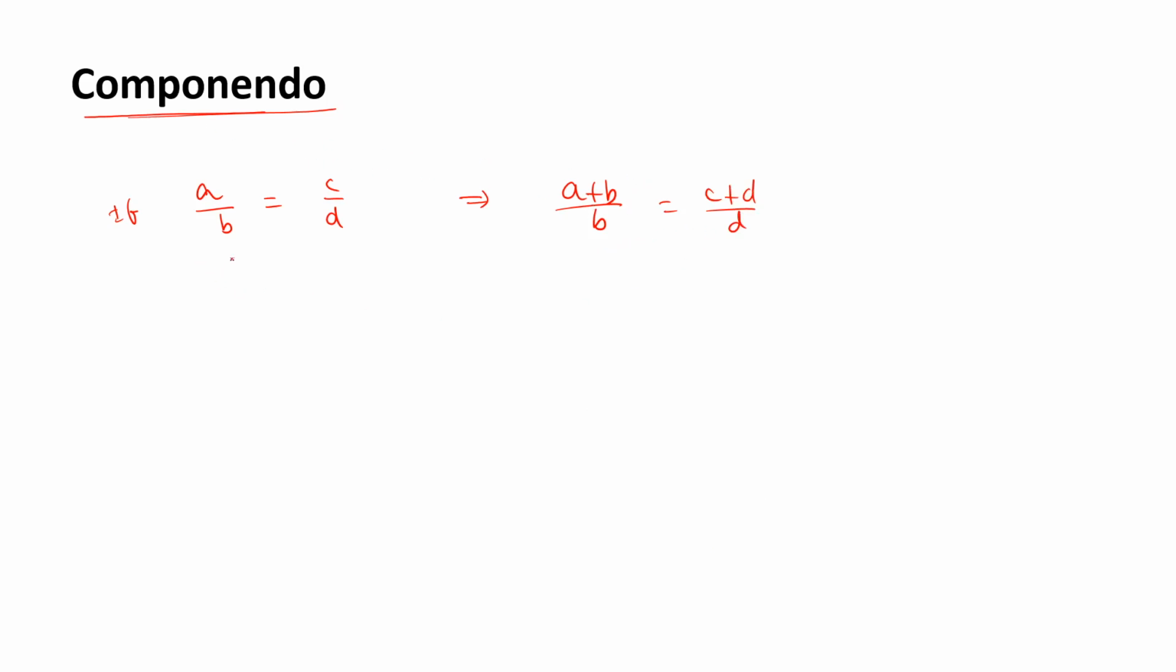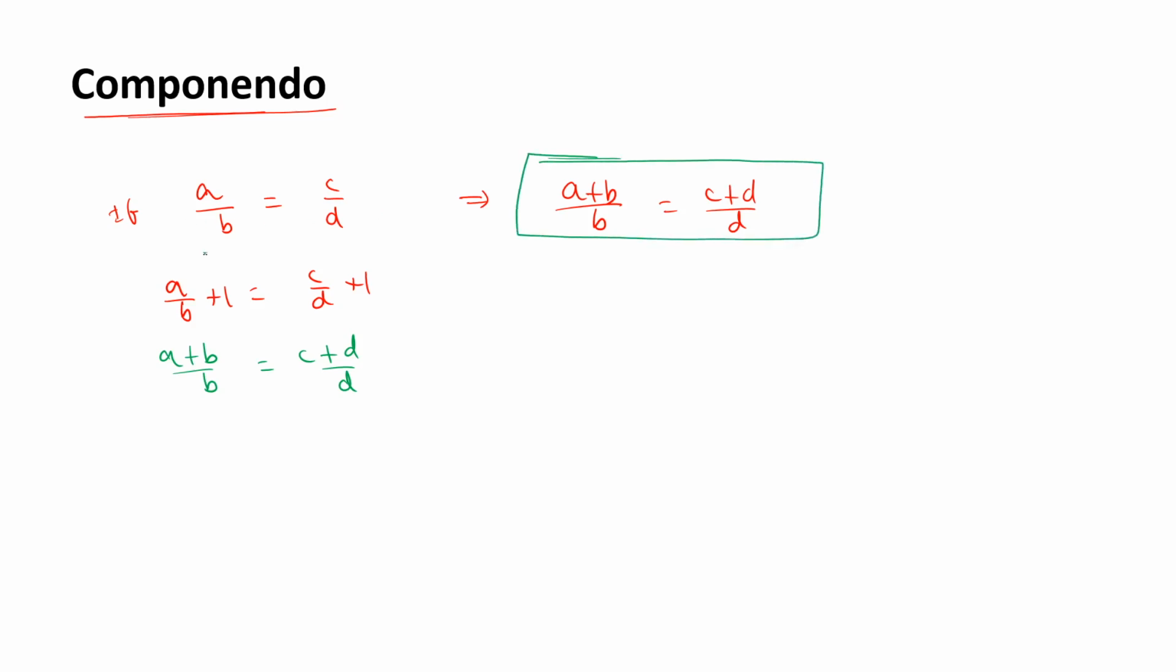This can be derived by adding 1 on both the sides of the given ratios, that is A upon B plus 1 is equal to C upon D plus 1. Just add 1 to both sides of the given ratio, then we get (A plus B) upon B is equal to (C plus D) upon D. This is what we simply derived from A upon B equal to C upon D. This is the componendo property.